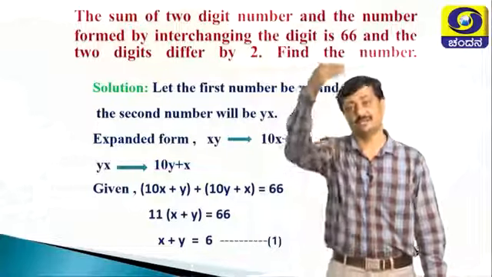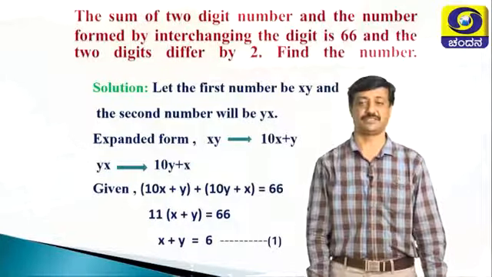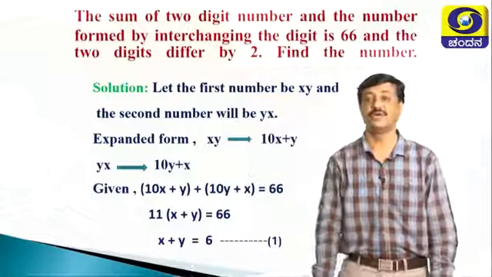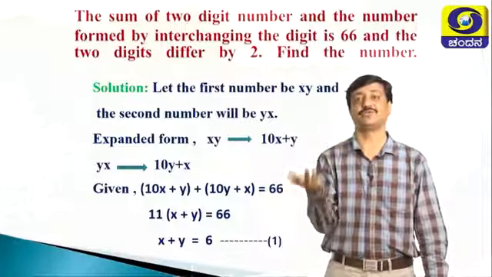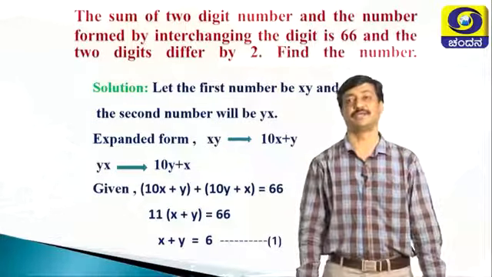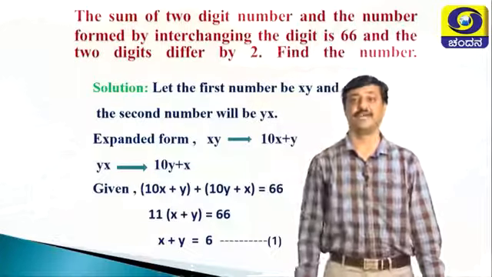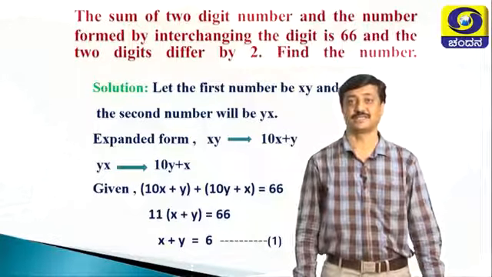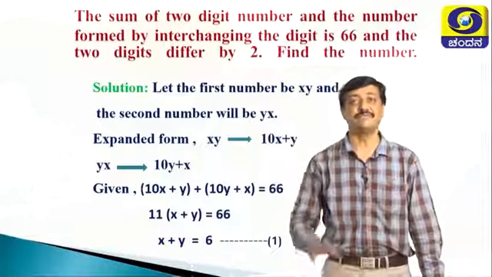Usually, in these verbal type of examples, they give two conditions. Based on the first condition, you get one equation. Based on the second condition, you take the second equation. So, from the first statement, here is the first equation, x plus y is equal to 6. Now, look at the second condition. It is given the digits differ by 2.